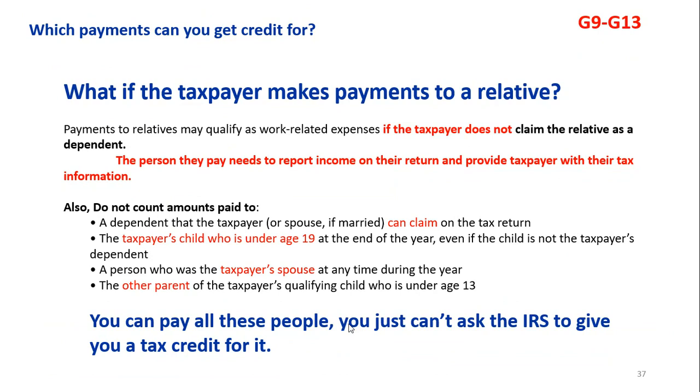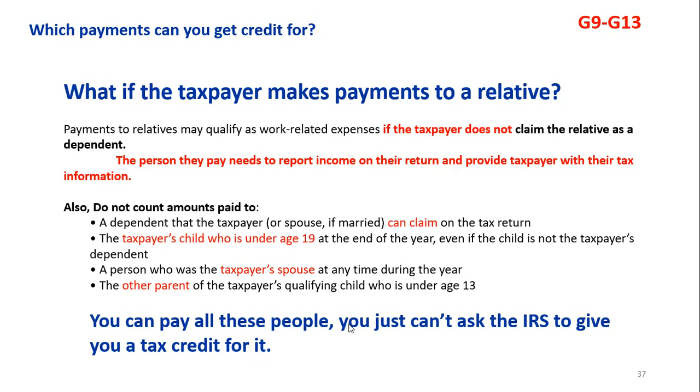Whoever you pay also has to report that income that you pay them on their tax return. You can't pay somebody who's your child under the age of 19, even if you don't claim them as a dependent. So you can't pay your 18-year-old daughter to watch your 12-year-old son. You can do that, but you can't take it for a tax credit.